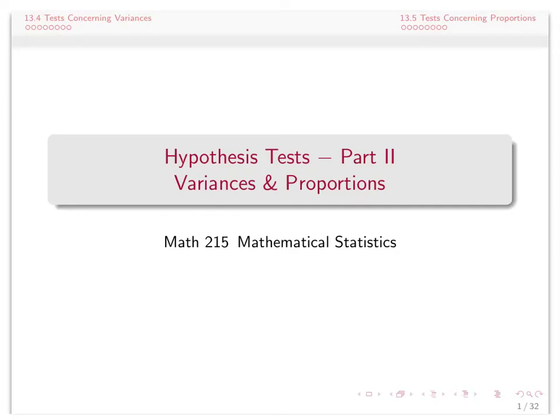Welcome back to Math 215, Mathematical Statistics. Today we'll be discussing Part 2 of hypothesis testing. In particular, we'll be looking at tests concerning variances and tests concerning proportions. These are sections 13.4 and 13.5 from your textbook.